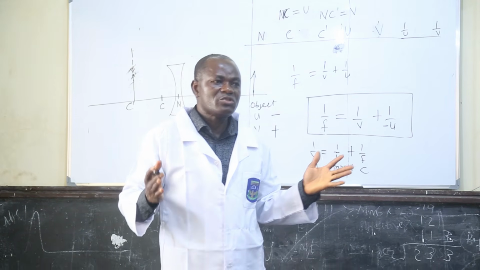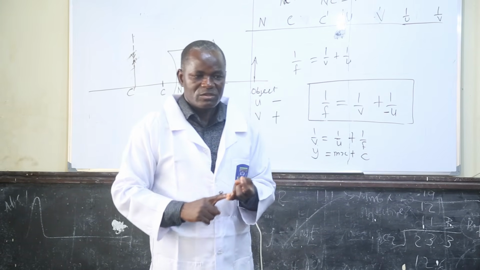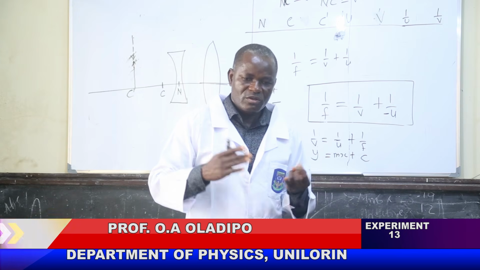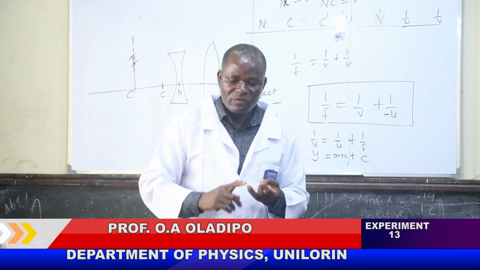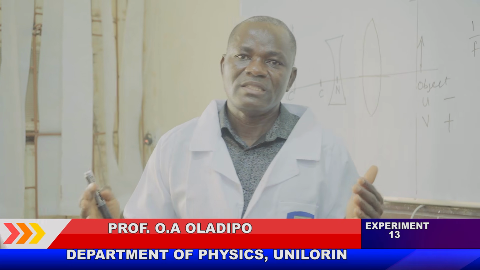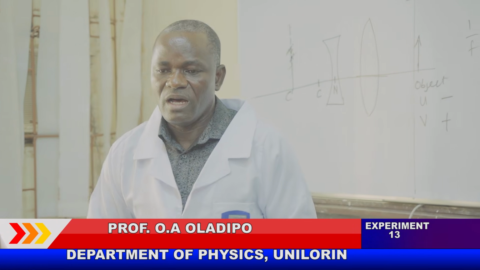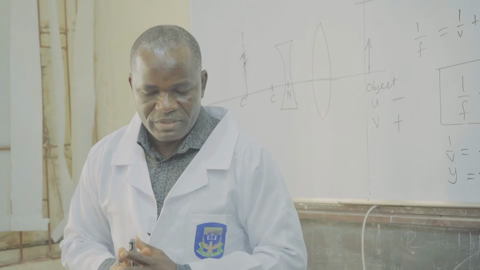Then the next thing to do is just to compare the two values: the focal length determined from the method of concave mirror and the focal length determined from the method of convex lens. It is not expected that there will be a large difference between the two values. That is what we are expected to do in this experiment.